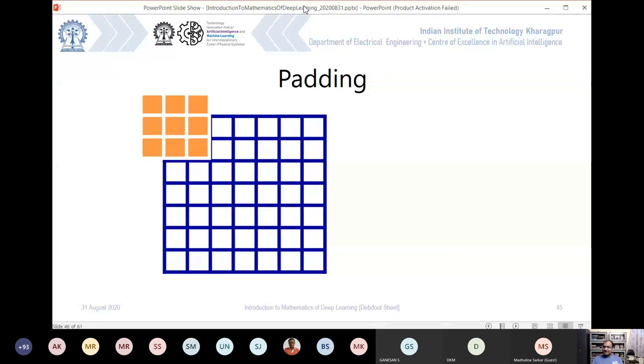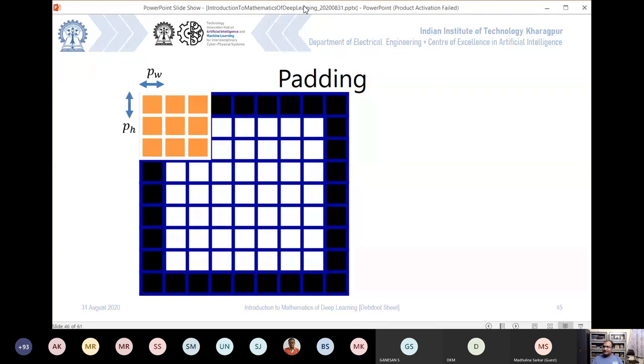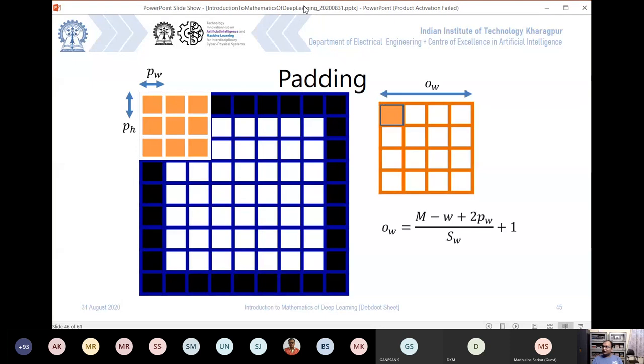You can also do padding, so that you can take care of the boundary conditions. Otherwise, you are never able to get that quantum. So if I pad with extra zero elements, then my output can be obtained like this. It is something very straightforward from the previous one, because when you pad with PW elements on the left and right, then your M becomes M plus 2 PW. Similarly, the other one becomes, and the rest of the equation remains the same.